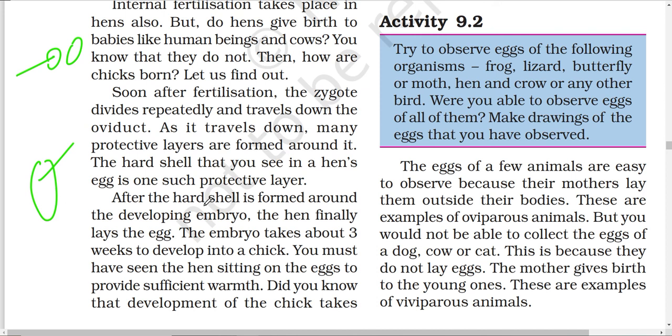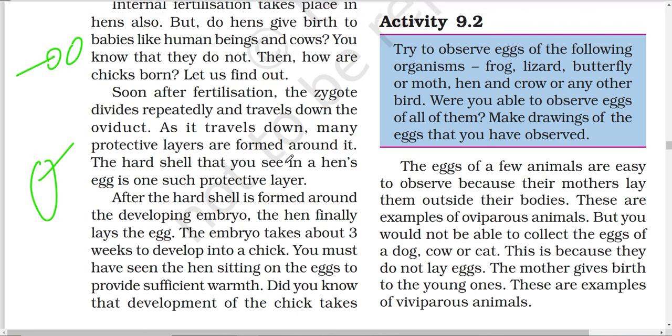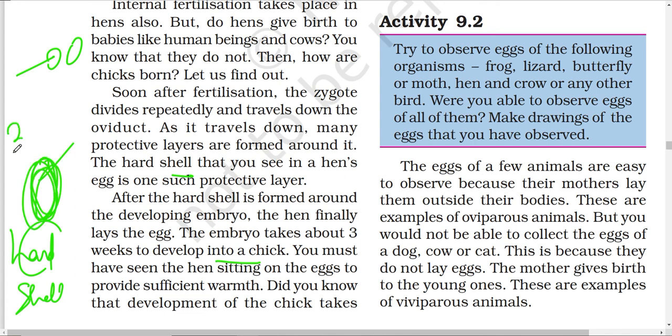After this, as they release the egg, it travels down and many protective layers are formed around it, such as the hard shell. Hard shell is one of the protective layers. After this is formed around the developing embryo, the hen finally lays eggs. So when the hard shell is formed, only then the hen lays the egg, and the embryo takes about 3 weeks to develop into a chick. This egg released by the hen takes almost 3 weeks to hatch.